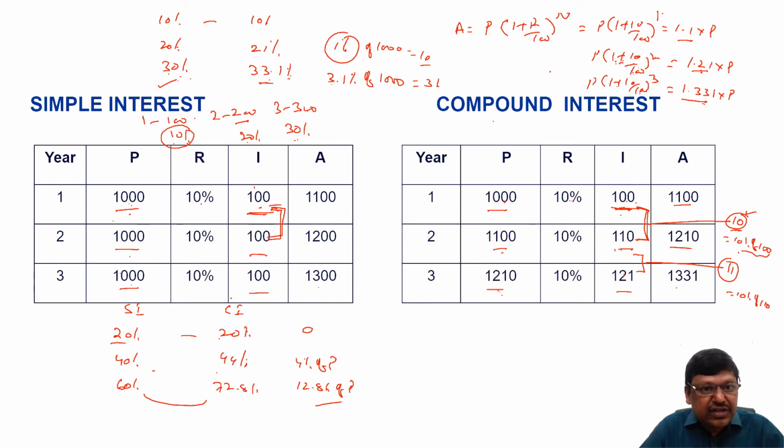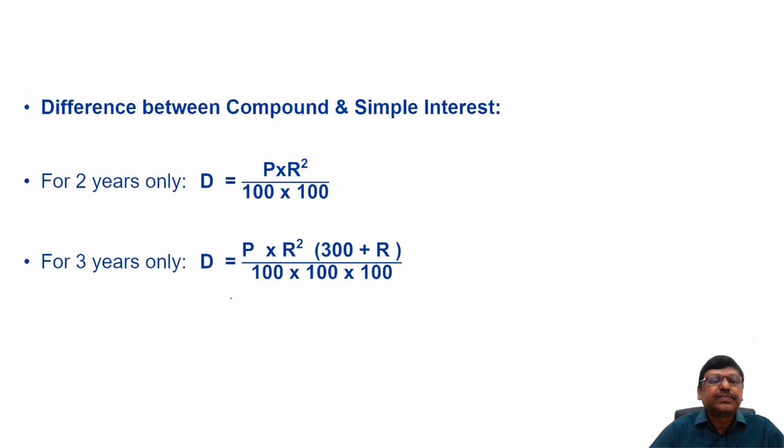However, whatever we have discussed, if I have to generate a formula out of this discussion, the two shortcut formulae are difference between compound interest and simple interest when interest is compounded annually. Here, these formulae apply only when interest is being compounded annually. For 1 year, as I said already, the difference is 0. For 2 years, it is P into R square by 100 into 100, that is 100 square. For 3 years, P into R square into 300 plus R by 100 cube. So we'll apply this formula and answer a couple of questions there.